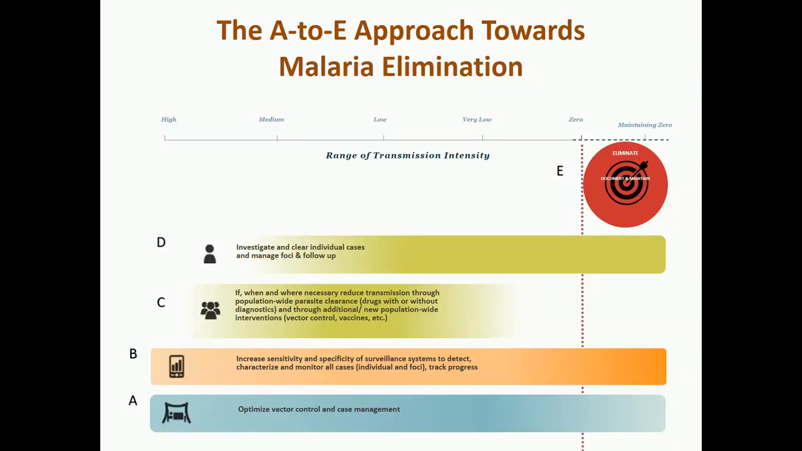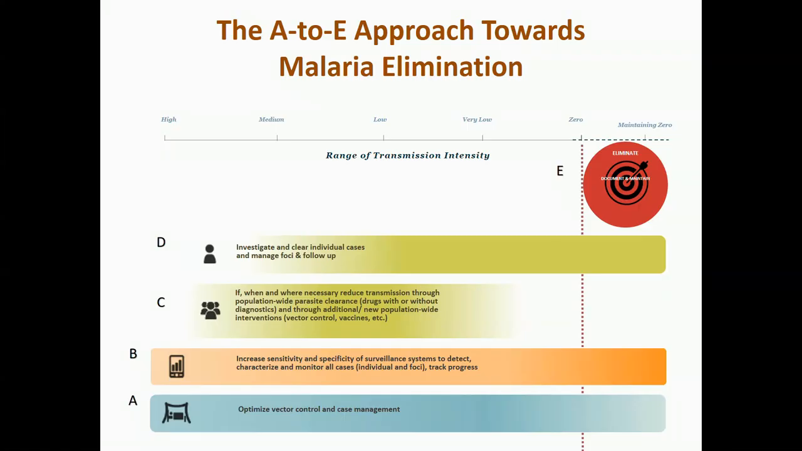Just to remind us, WHO has a more advanced version of this, but we subscribe to the A to E approach towards malaria elimination. What we do first is see if we can optimize what we already have as interventions and do them well. In tandem with that, we strengthen the sensitivity and specificity of our surveillance systems, so that we can make decisions for programming, as well as monitor how well we are moving towards that.